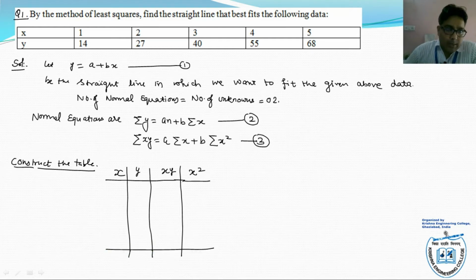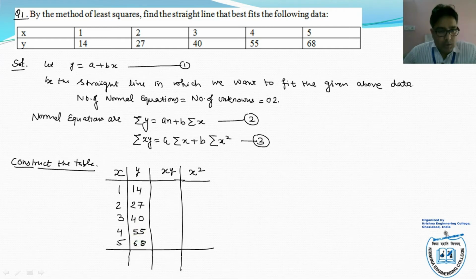The values of x are given: 1, 2, 3, 4, and 5. The values of y are given: 14, 27, 40, 55, 68. The sum of all the values of x, sigma x, is 15. Sigma y, the sum of all the values of y, is 204.